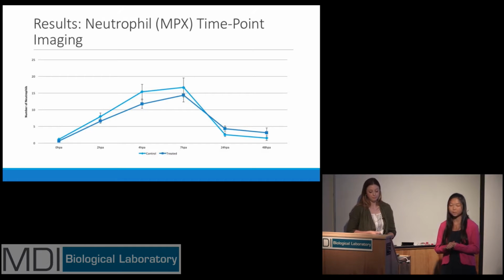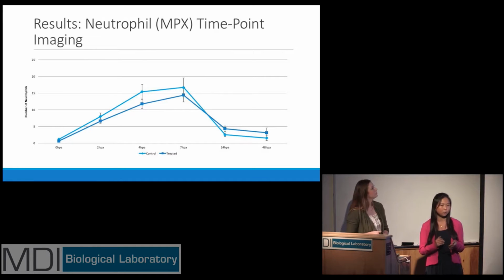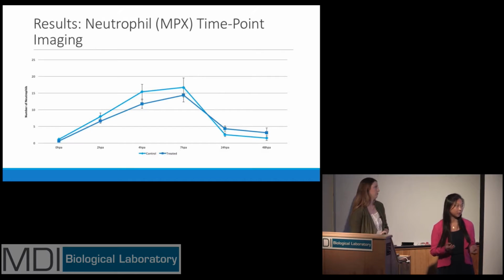In the MPX line, we see that the treated fish have fewer neutrophils than the control. However, our results were statistically insignificant.